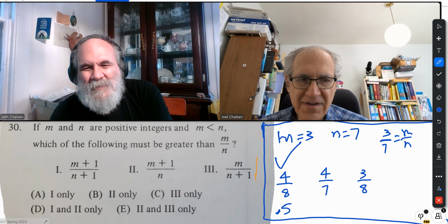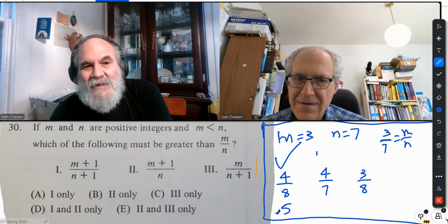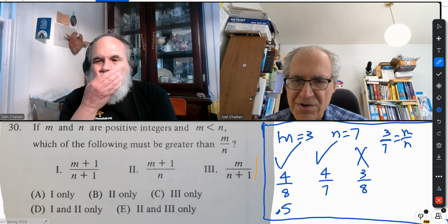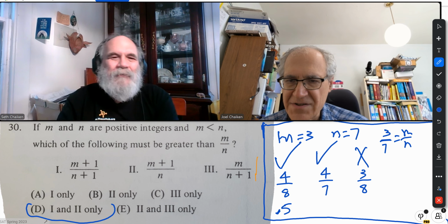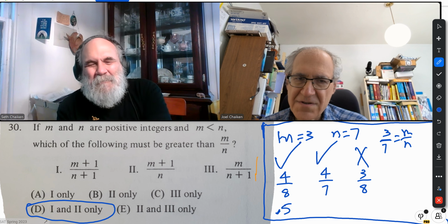this one is also greater than. Wait, 4/7 is also greater than 3/7, and 3/8 is less than. Oh, so it's 1 and 2. So D. Okay. So the answer is D.